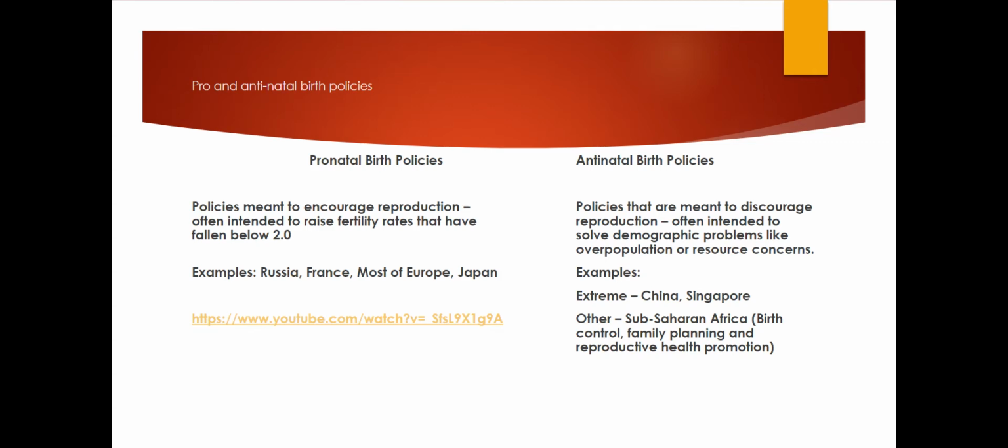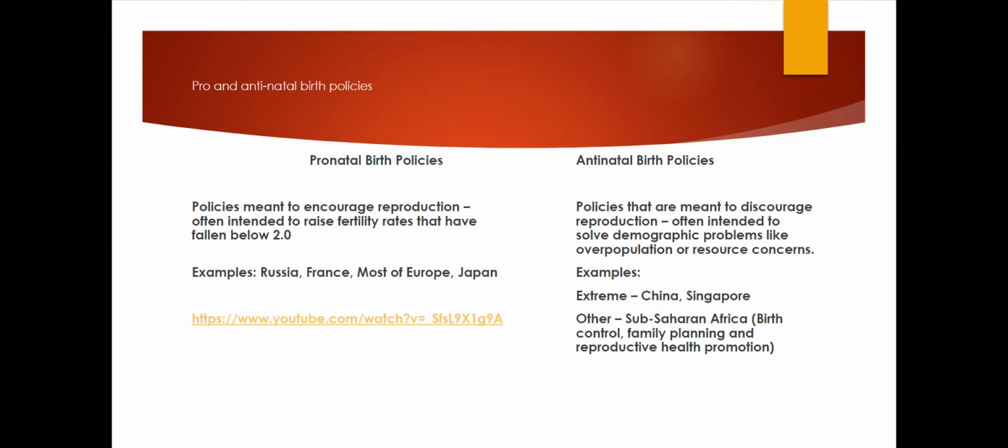On the flip side of the coin, anti-natal birth policies are defined as policies that are meant to discourage reproduction, often intended to solve demographic concerns or problems like overpopulation or resource concerns. Okay, so anti-natal birth policies are a big category and have a lot of different types of things in them.